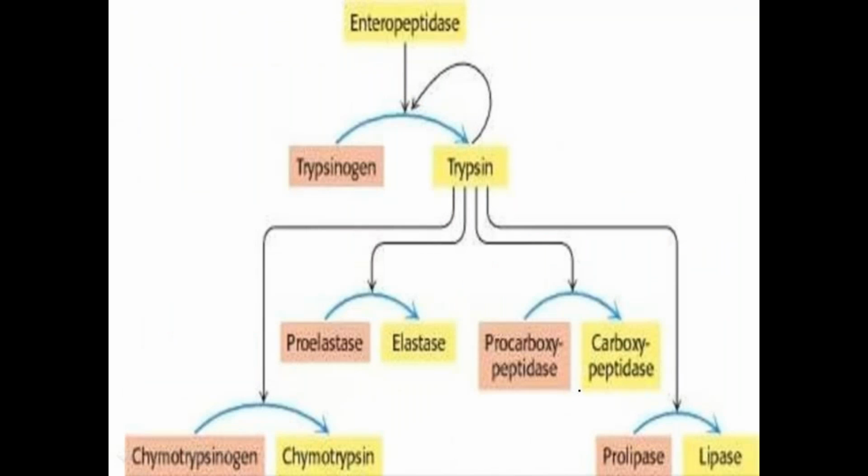What are enteropeptidases? Enteropeptidases cause the conversion of inactive trypsinogen to trypsin, and that trypsin causes the conversion of inactive chymotrypsinogen to chymotrypsin, proelastase to elastase, procarboxypeptidase to carboxypeptidase, and prolipase to lipase. Due to the degradation of the inactive enzymes, these active enzymes are produced.